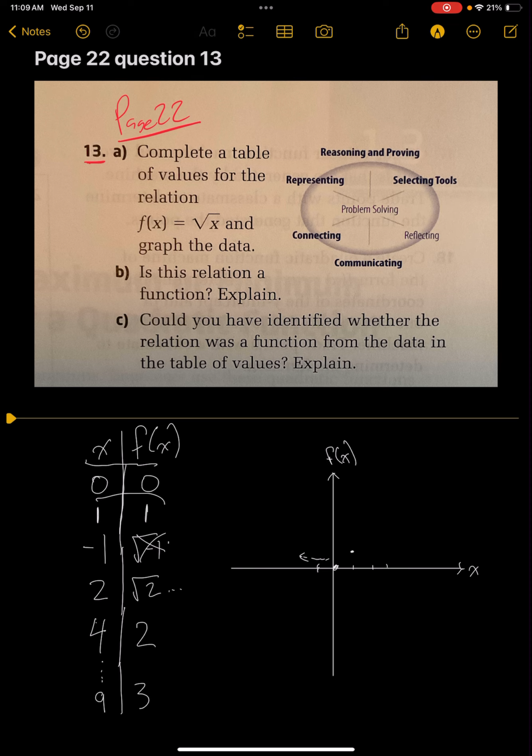But when I get to 1, 2, 3, 4, by the time I get to 4, I have a 2 there. By the time I get to 9, 4, 5, 6, 7, 8, 9, f at x is 3. So it looks like it's actually a parabola.